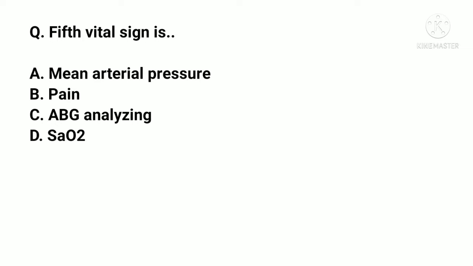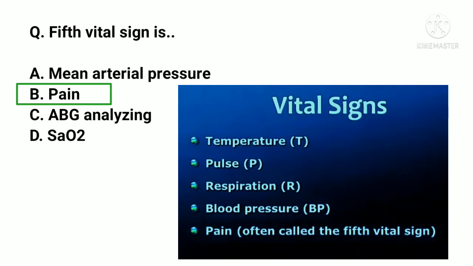Fifth vital sign is A. Mean arterial pressure. B. Pain. C. ABG analysis. D. Saturated oxygen. And the correct answer is B. Pain. As a fifth vital sign, we can give first priority to the pain.